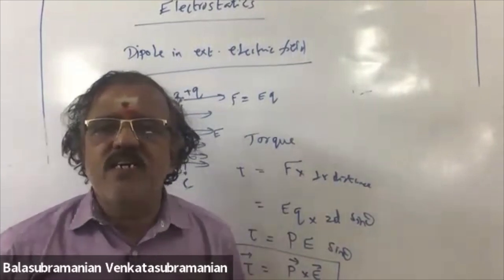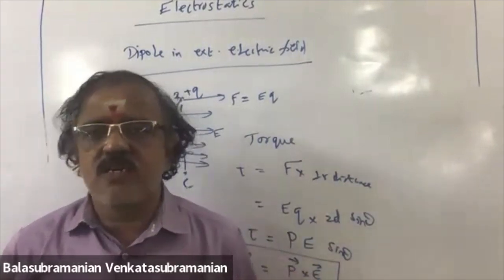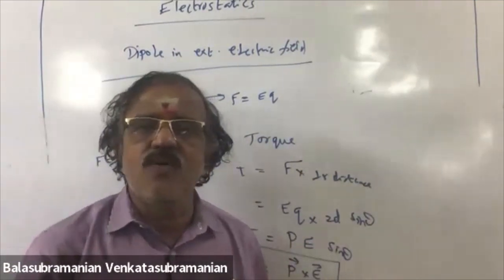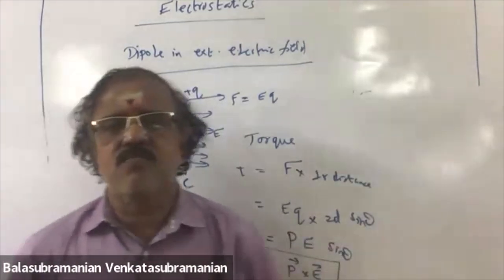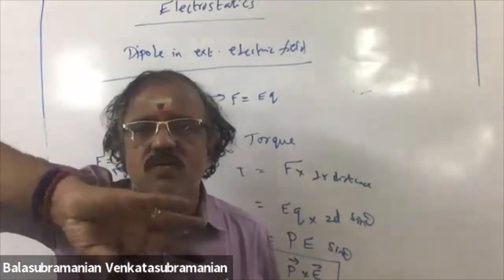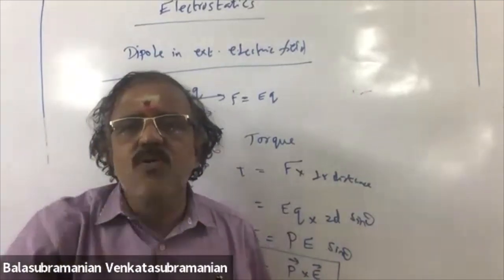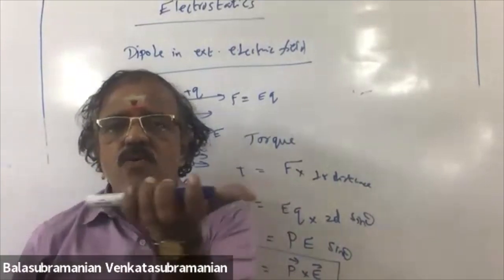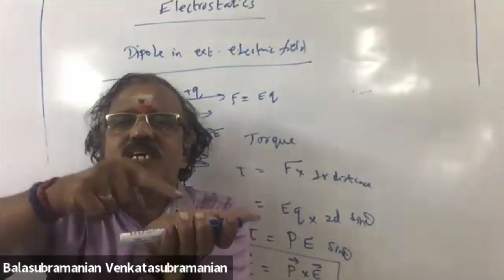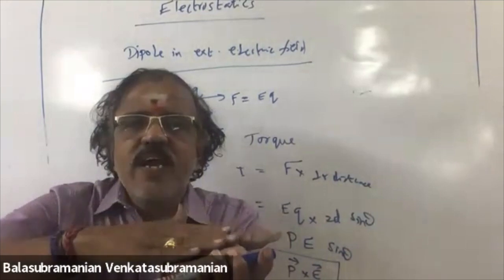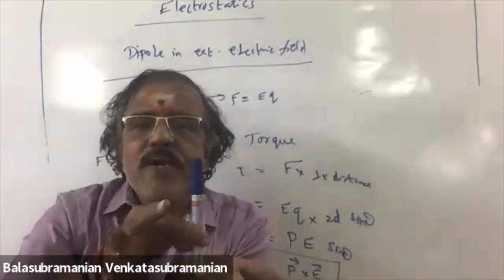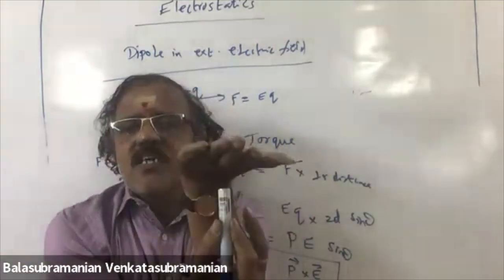Electric dipole moment is from minus Q to plus Q direction. Electric field is away from positive towards negative, you know. What is the direction of torque? Corkscrew rule, right hand thumb rule you have learned. You have a plane. In this plane, R and F, force and displacement; in this plane, dipole moment and electric field. Then torque will be perpendicular to the plane, either this side or this side.